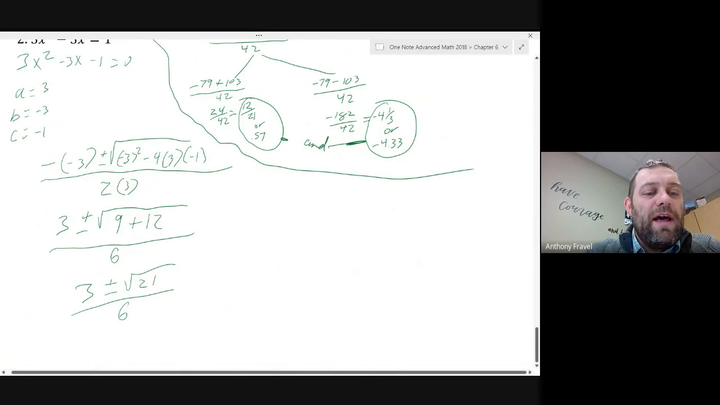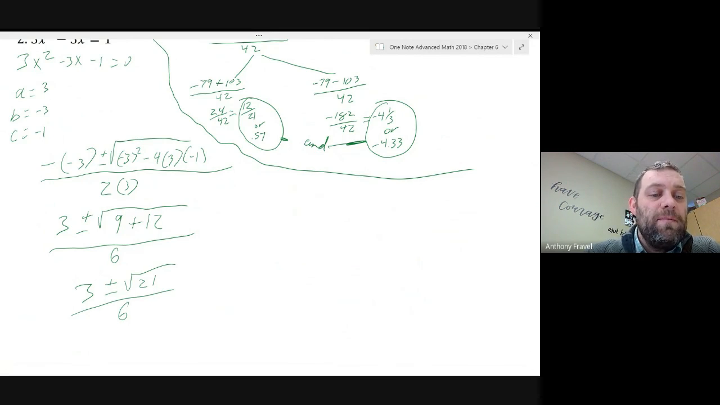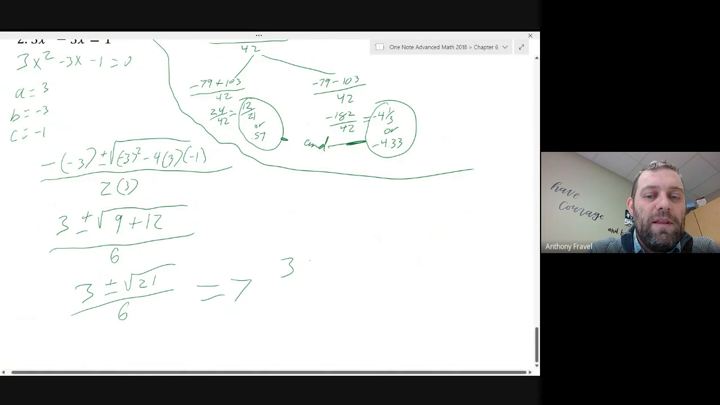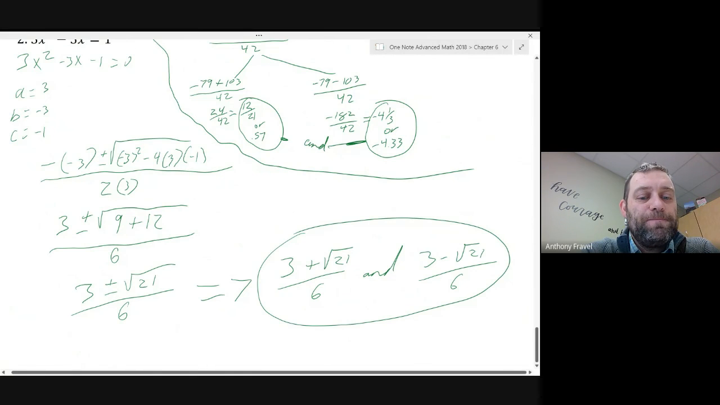If you want to solve it down into a decimal, you most certainly can. Otherwise, your two answers are going to be 3 plus radical 21 over 6 and 3 minus radical 21 over 6. That can be your answer. All right, that's all I got for you.